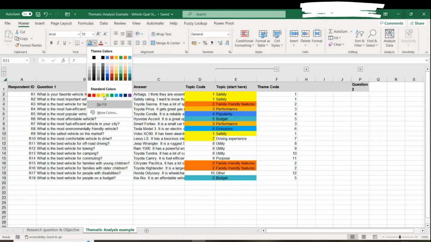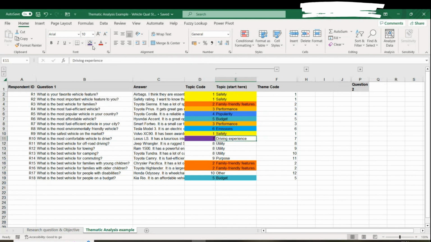Then we might also give that a different color, because that speaks to driving experience. Then we can also look into our data. Is there any other response from respondents that spoke about driving experience? We don't see anything from reading what people are saying. We then go back to the next, which is respondent number 11.